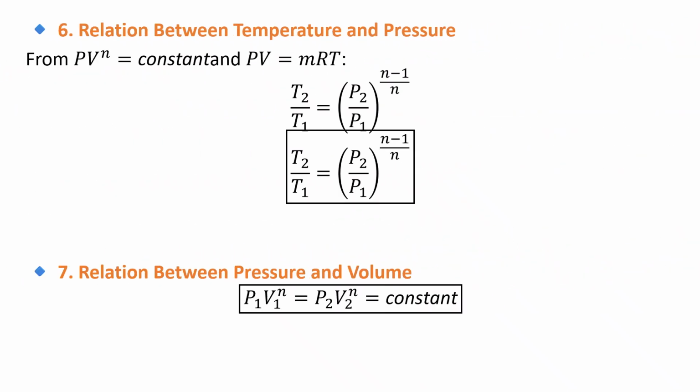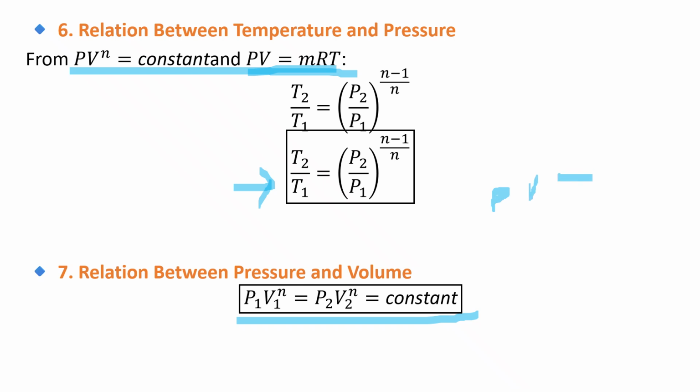In this similar way, whenever we have to find out the relationship between temperature and pressure, we can say PV^n is equal to constant and PV equals mRT. So based on that, we will get the relation T2/T1 equals (P2/P1)^((n-1)/n). And the relationship between pressure and volume is P1V1^n equals P2V2^n, which equals constant. So the relationship between P, V and T is very important, and we had discussed that.